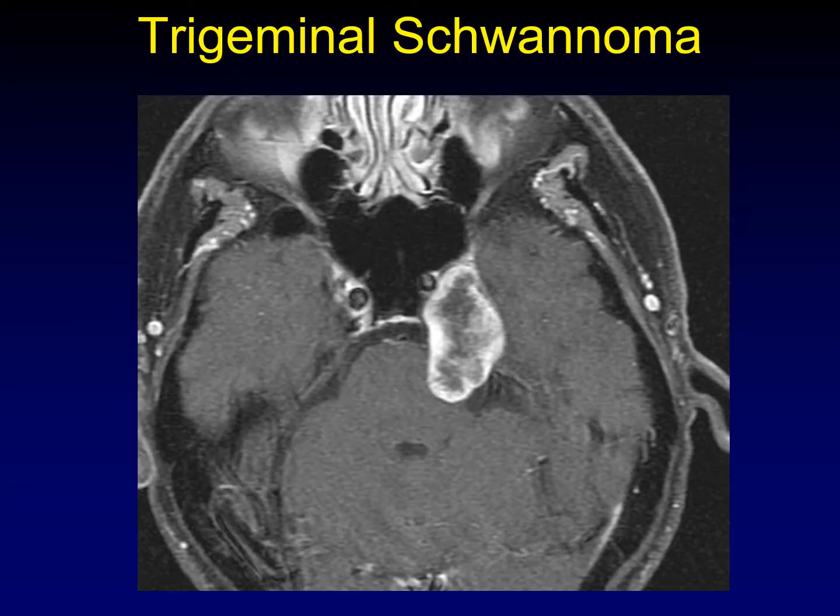So when we see lesions that run that precise course from the lateral pons forward through the porous trigeminus and into Meckel's cave, we can assume that they arose from the trigeminal nerve, as this one did. This looks just like a schwannoma you'd encounter anywhere else, but because of its location and course, we can deduce that it's a schwannoma of the trigeminal nerve.